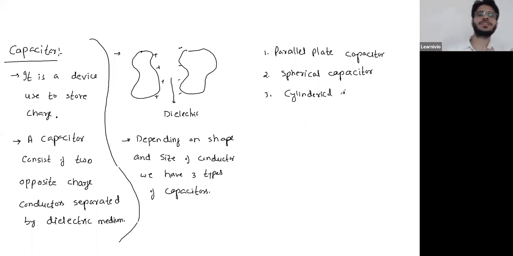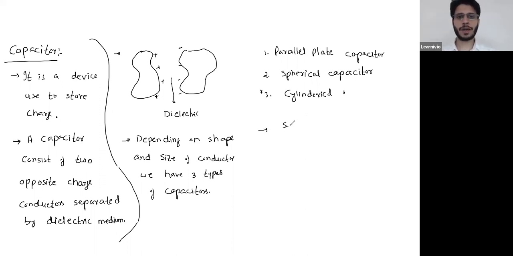In each of these capacitors, the two conductors have different shapes. In a parallel plate capacitor, the two conductors are basically two plates, one over the other. These plates could be rectangle, square, triangular, disc, but they are two plates. In a spherical capacitor, your two conductors are two spheres. Similarly, in a cylindrical capacitor, you have two conducting cylinders. The cylindrical capacitor is not a part of this syllabus. We'll do only the parallel plate capacitor and the spherical capacitor.